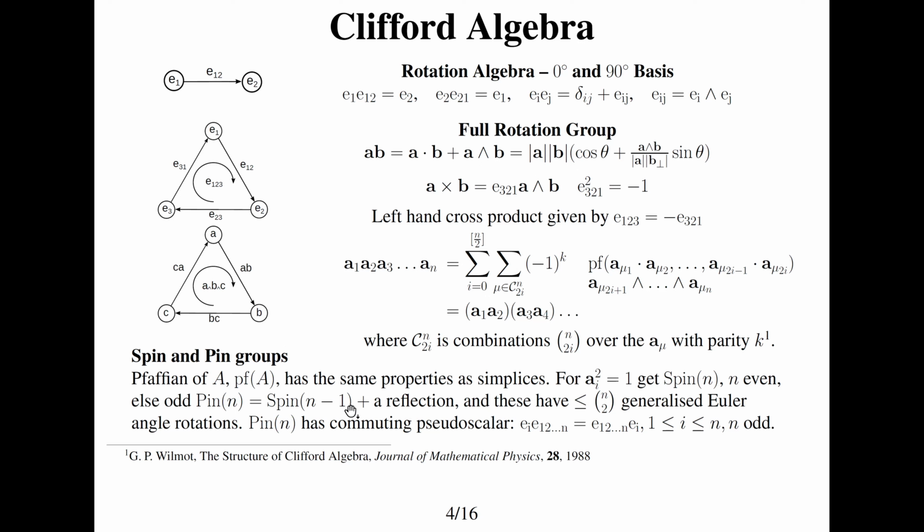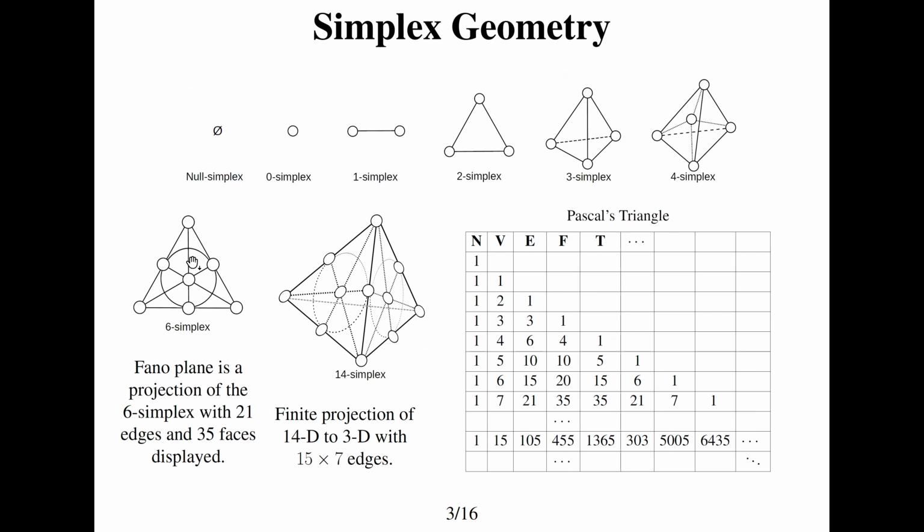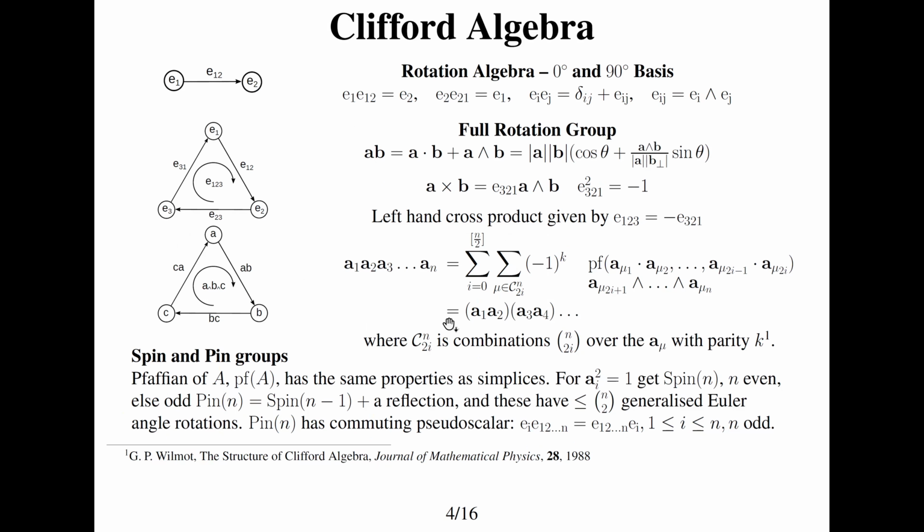Now, how many reflections do we have for any particular algebra that you choose? If we go back to the previous slide, we can see that in 7 dimensions, a 6-simplex, we have 21 edges. Well, that's the number of rotations. So that's the number of generalized Euler angles in this form in the spin group to do any generalized rotation in 7 dimensions.